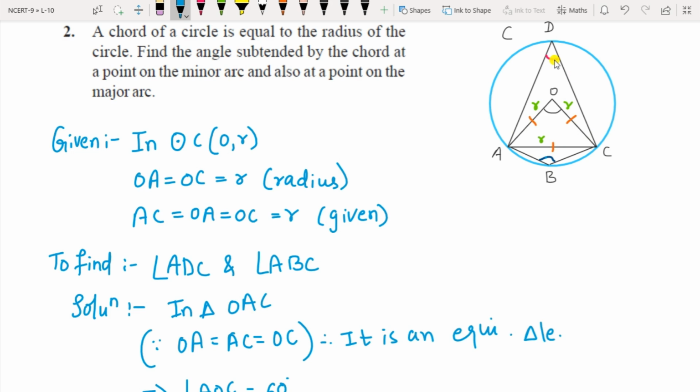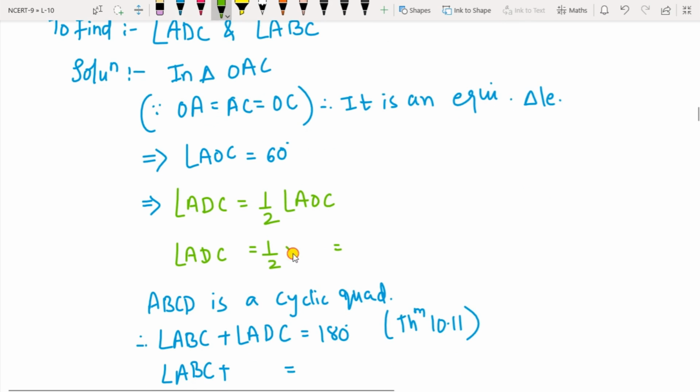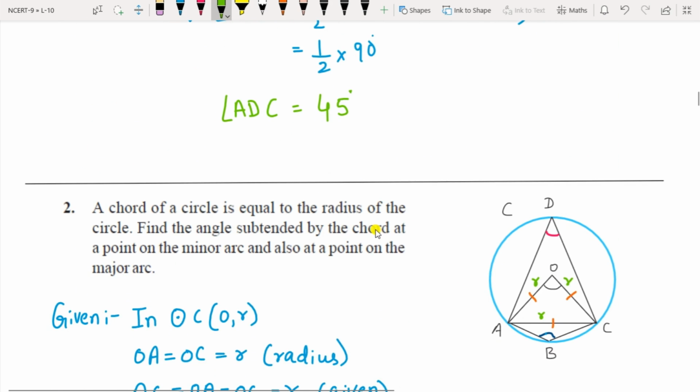So let us consider triangle ADC, we have to find ADC and ABC here. So let us consider triangle OAC here. Here OA is equal to AC equal to OC, so it becomes an equilateral triangle. And we know for equilateral triangle, the angles are equal to 60 here. So therefore ADC will be half of AOC, and half of AOC is half of 60. So ADC is equal to 30 degrees. So ADC is this angle. So this is your 30 degrees.